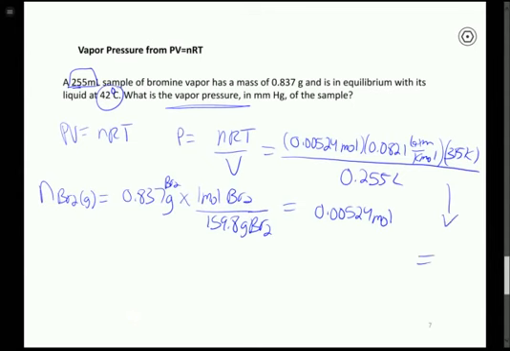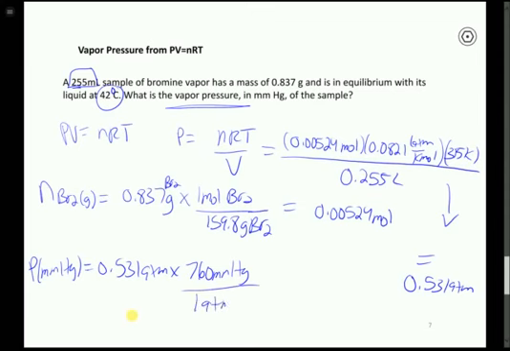And we get the pressure is going to be equal to 0.531 atmospheres, but we're looking for the vapor pressure in millimeters of mercury. So the pressure in millimeters of mercury is 0.531 atmospheres times 760 millimeters mercury per 1 atmosphere, which is 404.